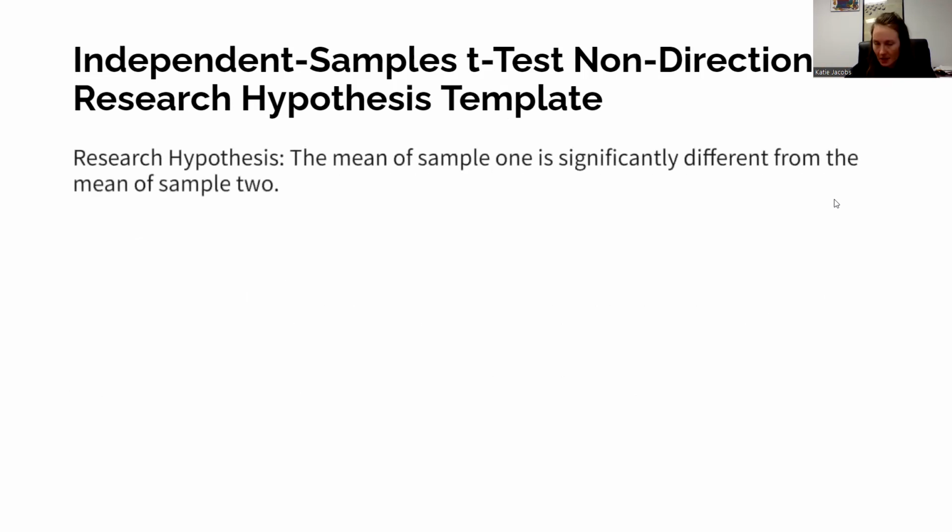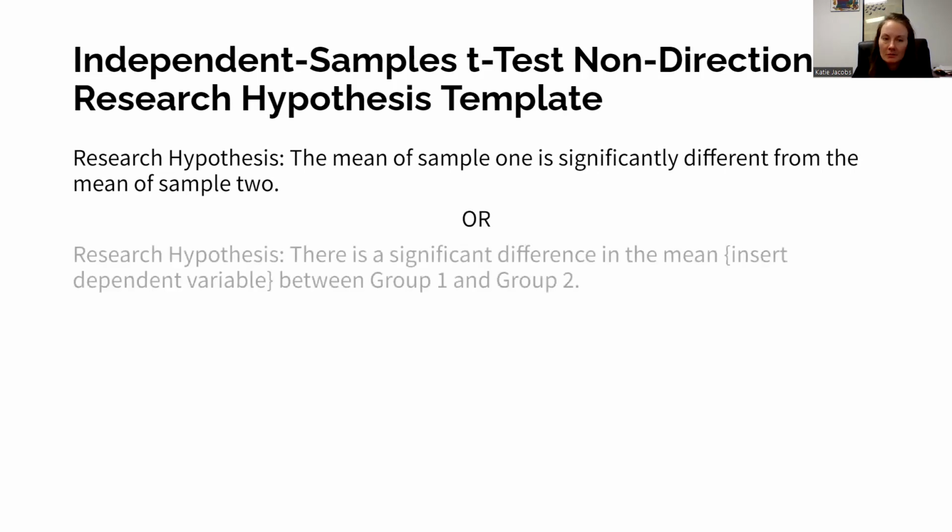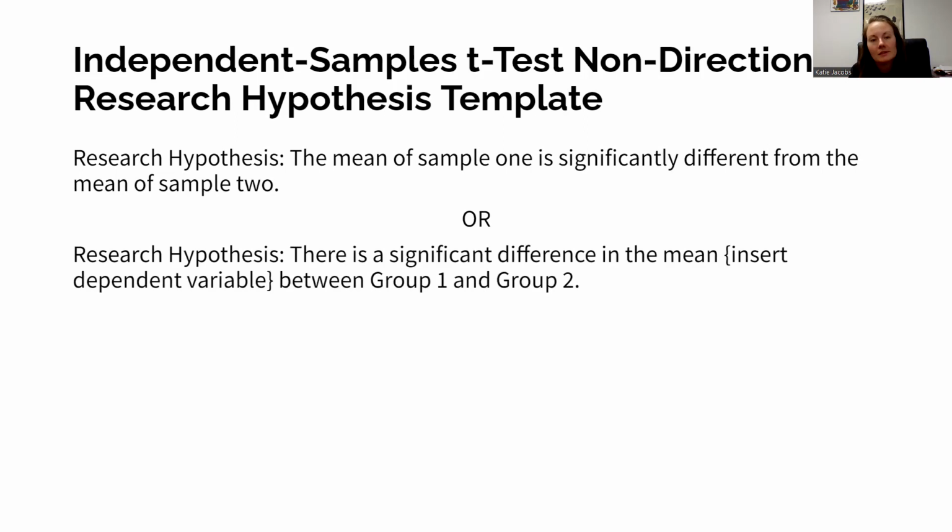So we can also translate those symbols into words. And so here I have a template for you. This means that you would take the characteristics of whatever study you're doing and put it into this template. So you'd want to add your independent variable and your dependent variable into this template. So: research hypothesis colon, the mean of sample 1 is significantly different from the mean of sample 2. Or another template that you could use is: research hypothesis colon, there is a significant difference in the mean blank, of whatever the dependent variable is, between group 1 and group 2.